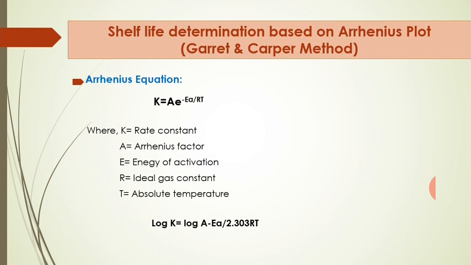The equation is K = A e^(-Ea/RT), where K is the rate constant, A is the Arrhenius factor, Ea is the energy of activation, R is the ideal gas constant, and T is the absolute temperature. Then the log form of the equation becomes log K = log A - Ea/(2.303 RT).